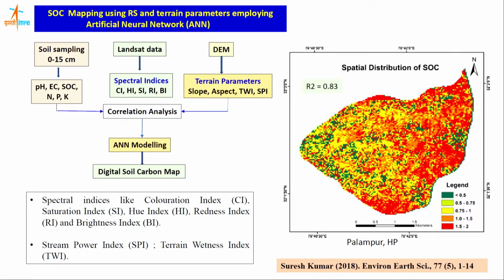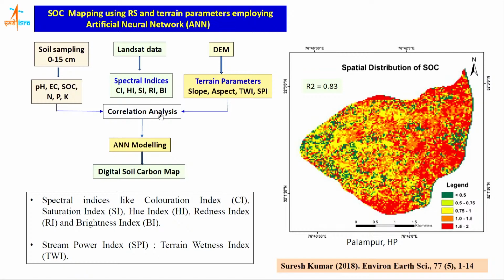Here it is shown mapping of soil carbon. So in one area soil carbon has been mapped, where you see I did the sampling of 0 to 15 centimeter, and you analyze the soil pH, EC, soil organic carbon, NPK. So all maps you can generate. From satellite data you have generated the spectral index. From digital elevation model you have generated the terrain index, and with this you did the correlation analysis.